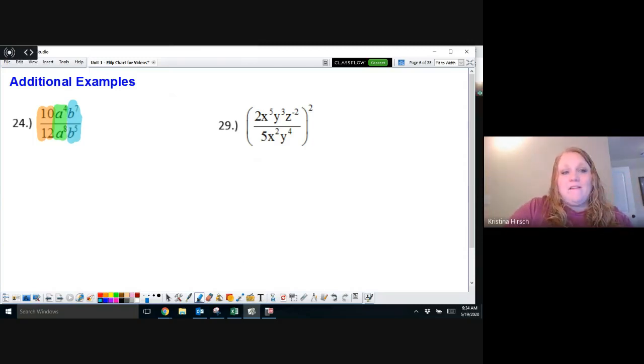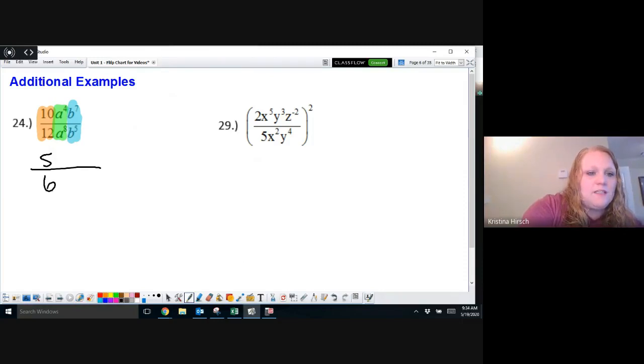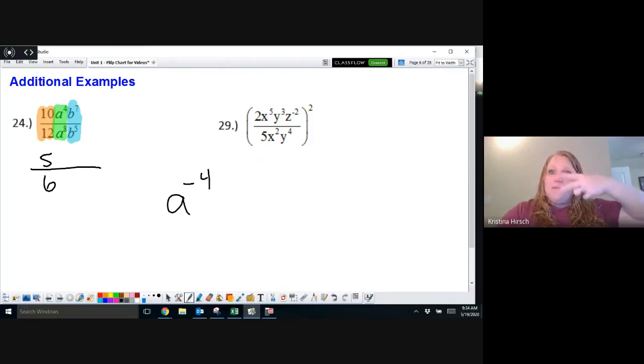So the first thing I have is 10/12. Well, 10/12 would reduce to 5/6. So I'm going to set up my fraction bar, 5/6. Then I have my a's. Now this is where I'm going to teach you something a little bit different than what I did before. I have a to the 4 over a to the 8. What I should do is say 4 minus 8 is -4, and then I would turn that frown upside down.